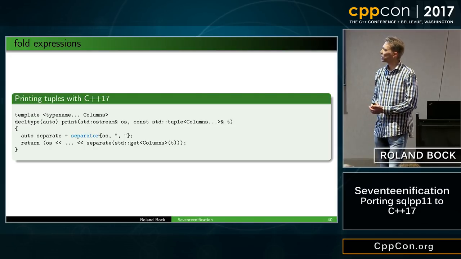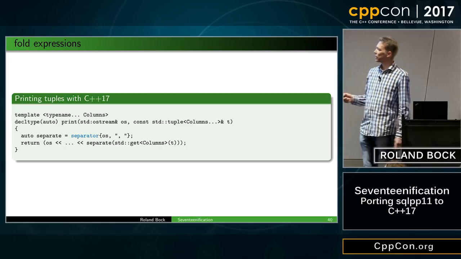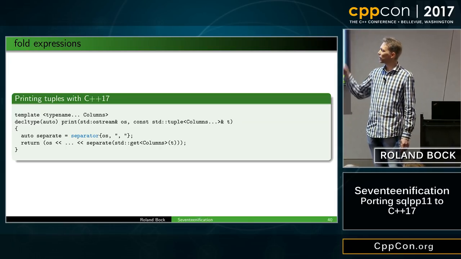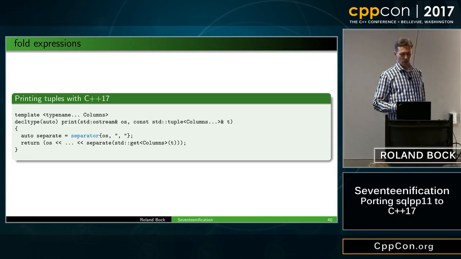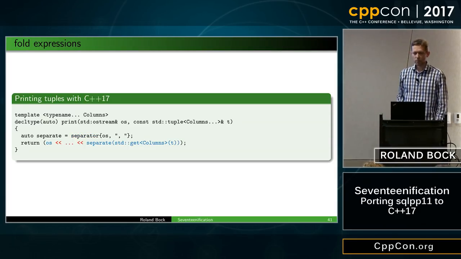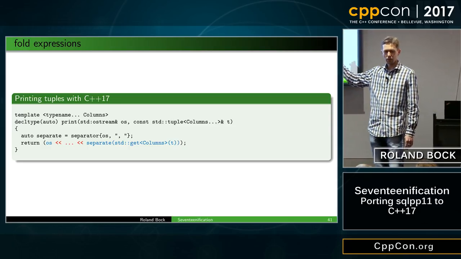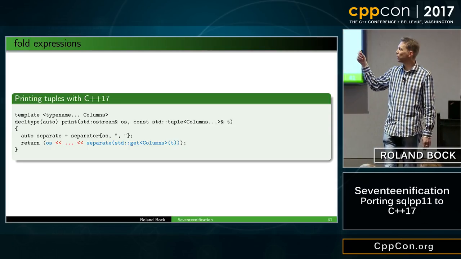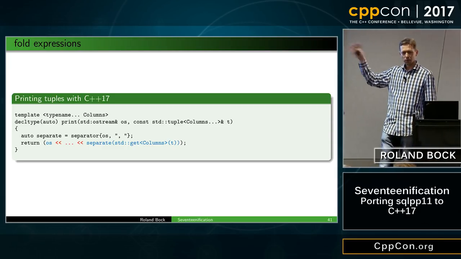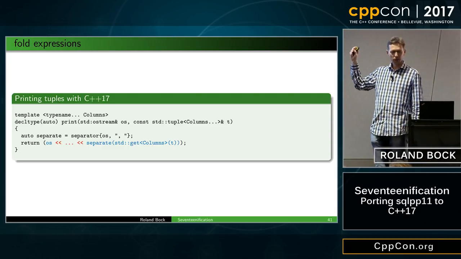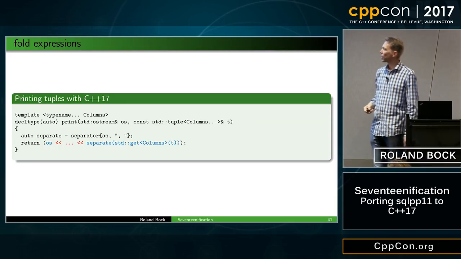And that can be used like this in this code here. So I instantiate a separator with the OStream in this case and a comma as a separator. And then I can use that in the full expression, right? So on the left end, I start with the OStream and then just left shift every one of these expressions into the stream.